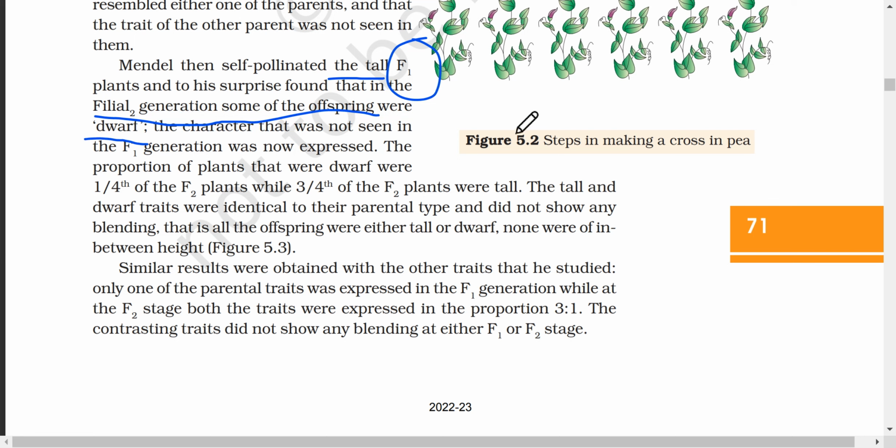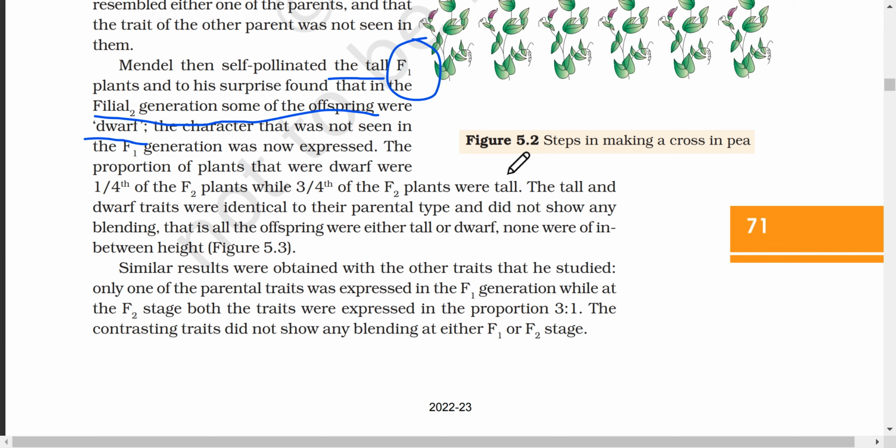ठीक, अब dwarfness दूसरी generation में आ गया. The character that was not seen in the F1 generation was now expressed. The proportion of plants that were dwarf were 1/4 of the F2 plants, while 3/4 of the F2 plants were tall. So basically 1:3 के रेशियो में आप देख सकते हैं, जो ड्वार्फ थे दे वर 1/4, एंड 3 out of the 4 were tall.